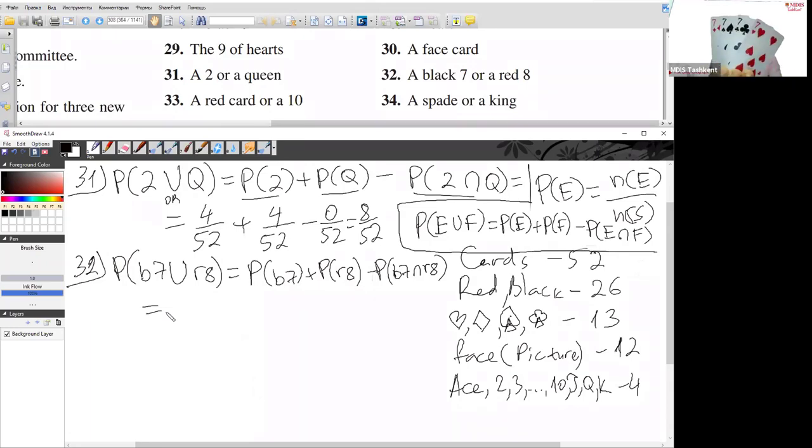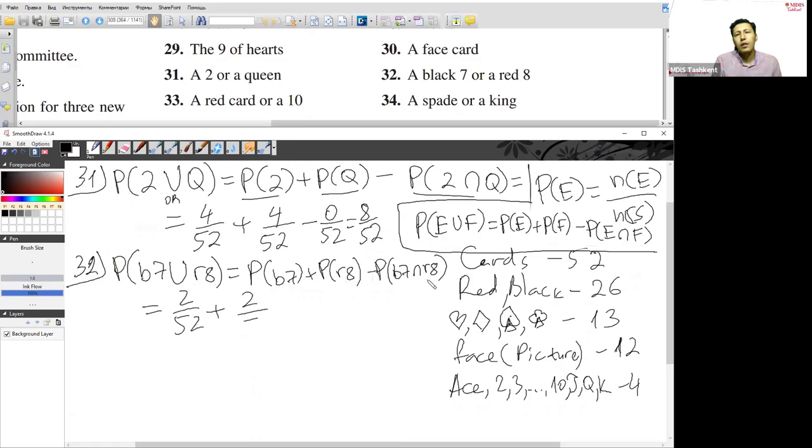Okay, 4 sevens, but it says black 7. How many of them are black? These two are black. Therefore I write 2 out of 52. 2 over 52, 2 blacks. And red 8. Here we have 4 eights, and 2 of them are red, the diamond and heart. Therefore 2 out of 52.